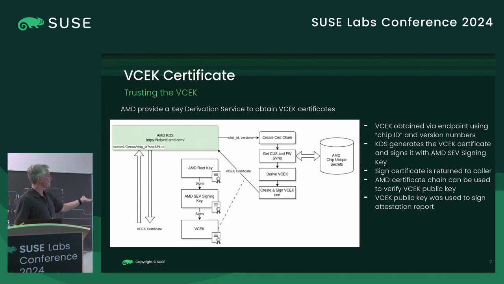And then it will derive the VCEK, and then it will take the public key and sign that using the certificate chain here. So the AMD SEV signing key, which itself is then signed by the AMD root key. And then what's returned from the KDS is a certificate rooted with AMD that proves that a particular VCEK public key is valid. And so once you have that public key, you can then look at your attestation report and say, yes, that public key corresponds with the one that's used to sign this report, so you know it has been signed with a valid trusted execution environment. So that's good.